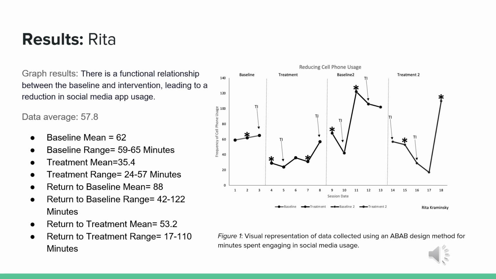The baseline 2 phase returns to a higher cell phone usage level, similar to the initial baseline phase. The treatment 2 phase again demonstrates a marked reduction in cell phone usage frequency, with values around 20, even lower than the first treatment phase. Overall, the graph indicates that the treatment phases were effective in reducing the frequency of cell phone usage compared to the baseline phases.